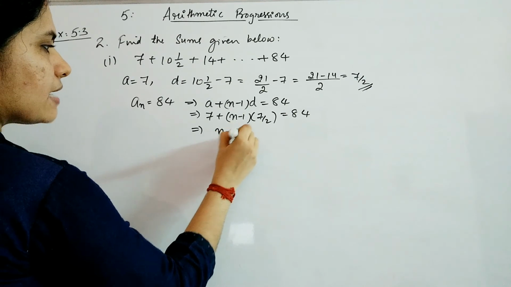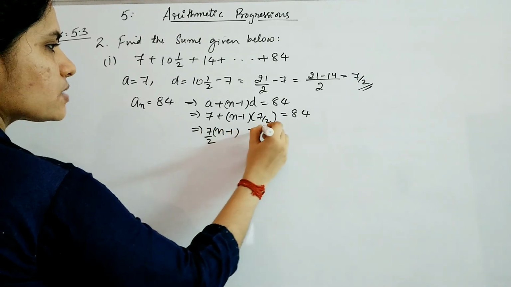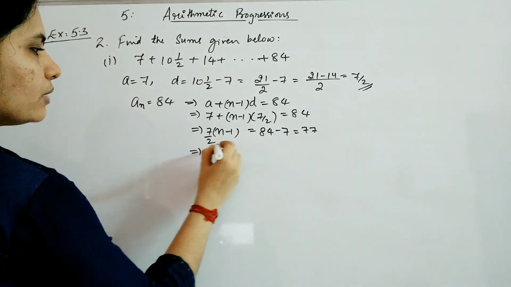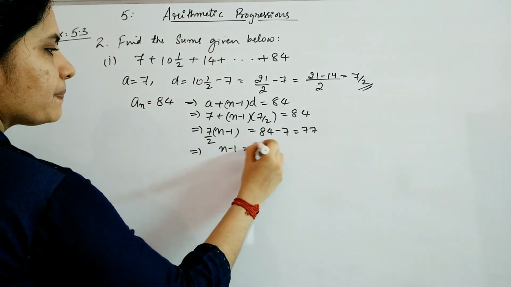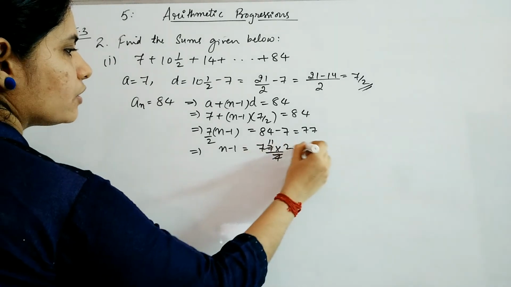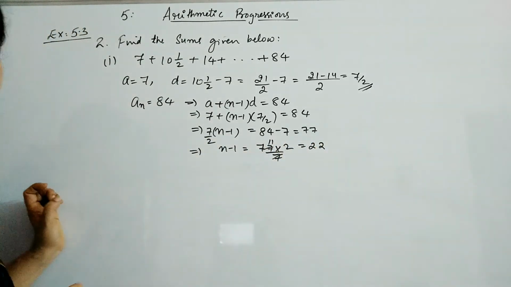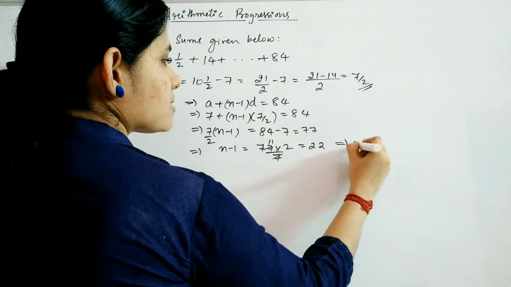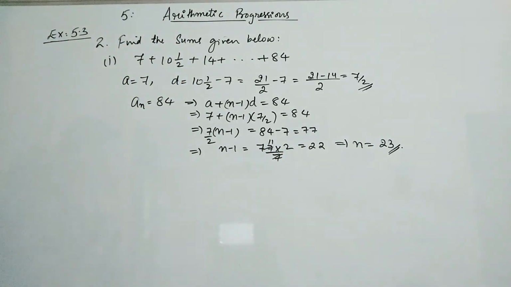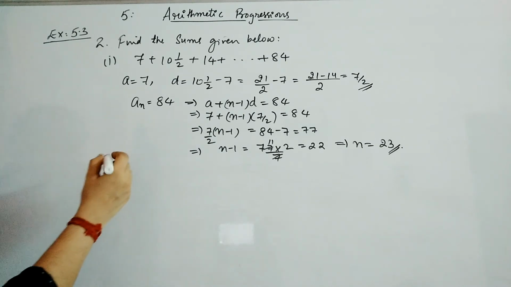That is 7 by 2 into n minus 1 is equal to 84 minus 7, which is 77. Then you will have n minus 1 as 77 into 2 by 7, 11, so you are getting n minus 1 to be 22. So what is n equal to? It is 23. So now you got how many terms are there? 23.